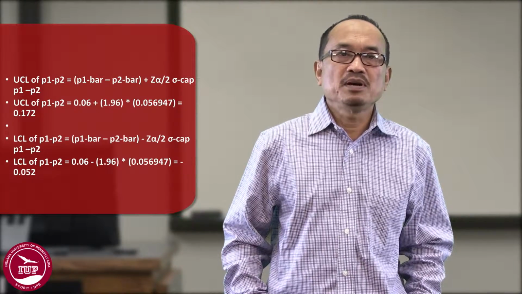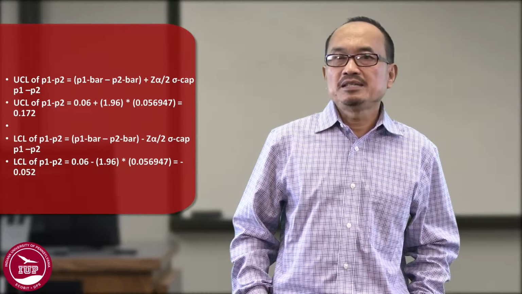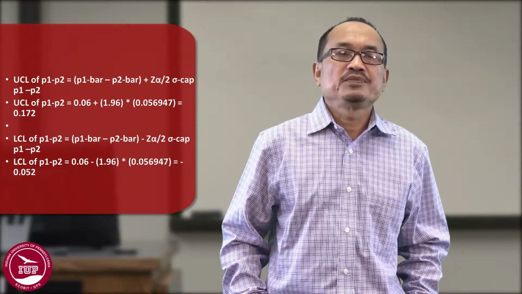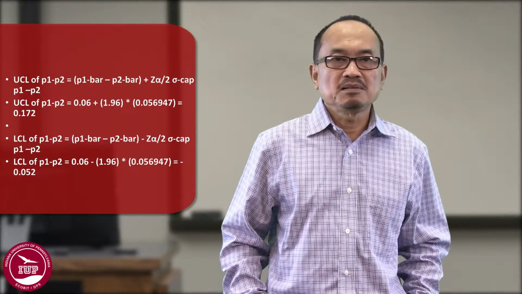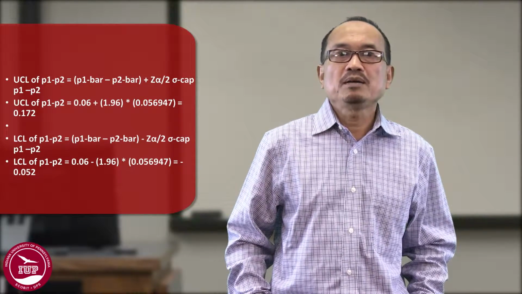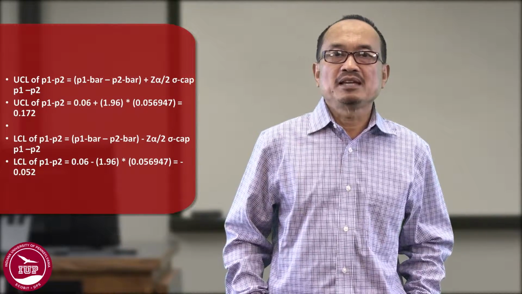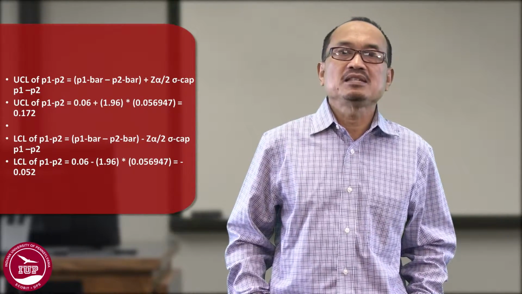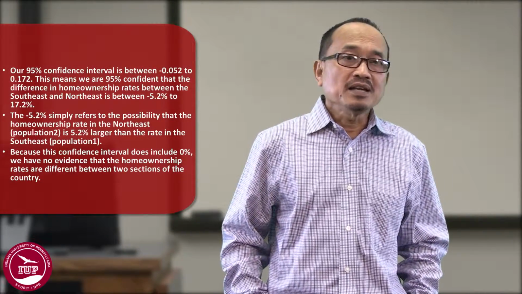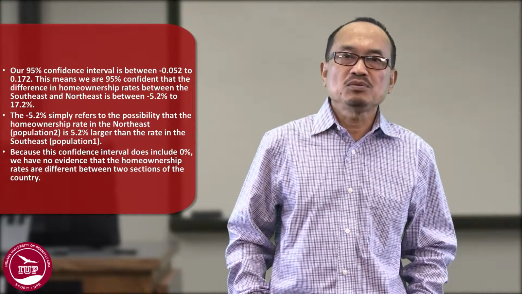LCL of P1 minus P2 is P1 bar minus P2 bar minus Z alpha divided by 2 times sigma cap P1 minus P2. LCL of P1 minus P2 is equal to 0.06 minus 1.96 times 0.056947, which is equal to minus 0.052. Our 95% confidence interval is between minus 0.052 to 0.172.